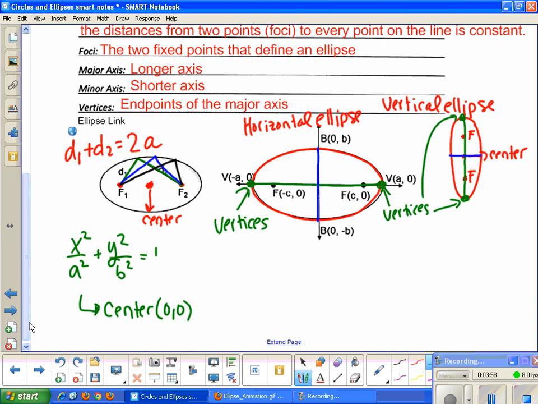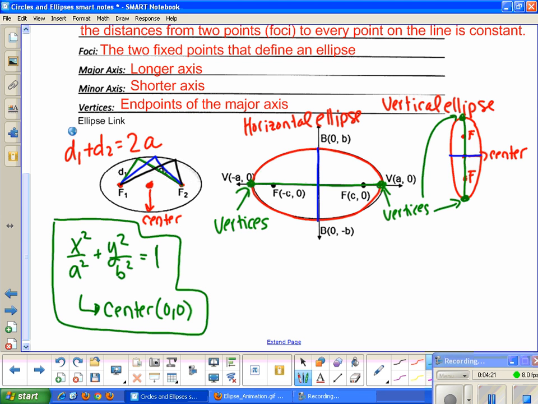Now, the equation that we get for an ellipse is x squared over a squared plus y squared over b squared equals 1. This is for an ellipse with a center at 0, 0. We're going to skip over doing ellipses with center at 0, 0, and we're just going to cut right into doing some of these problems, since some of you have done this in Algebra 2 already.